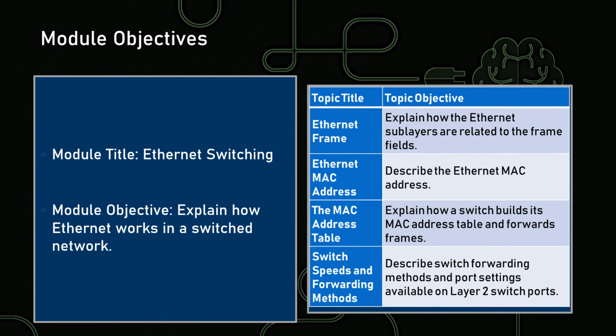So we're going to talk about how Ethernet works in a switched network, meaning that we're working with switches that are able to store information about the devices that are connected to them in order to enhance the efficiency of their operation. So we're going to talk about the Ethernet frame and how the different sublayers are related to the frame fields. We're going to look at the MAC address, we're going to look at the MAC address table, and we'll look at some different speeds and forwarding methods for working in layer 2.